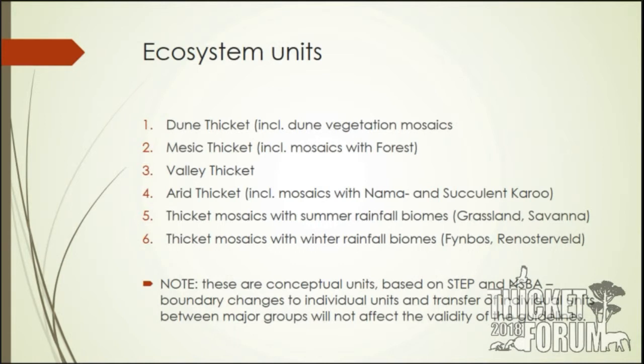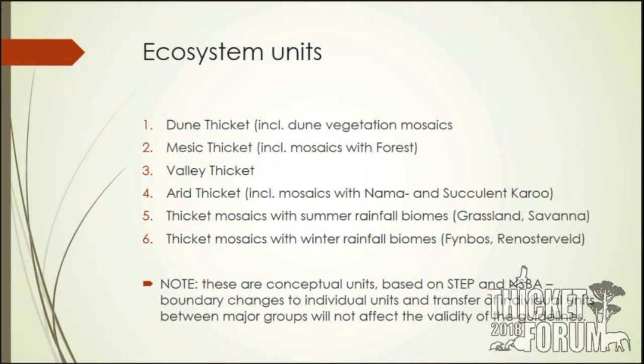All right, so those are the 6 units we've settled on for the ecosystem guidelines. And as I said, we were looking for units that were ecologically and functionally consistent. So if we said this is a guideline, does it apply to everything in this unit? The answer had to be yes. So we've got dune thickets including mosaics, mesic thicket including mosaics, etc.